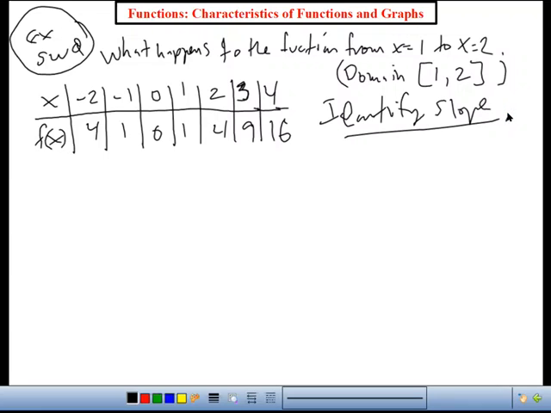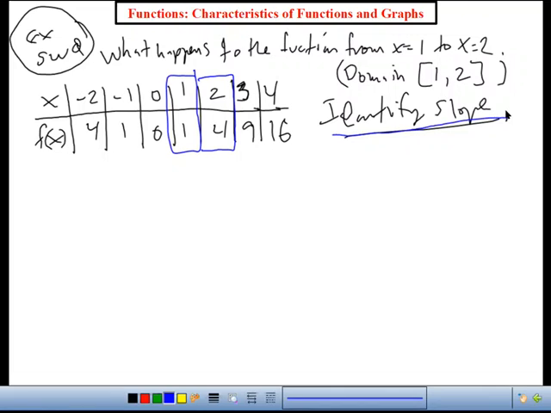So without graphing, check this out, guys. We need to first look at what they're talking about. They're talking about for us to look for what? Domain 1 to 2, where's the domain? X values. From where to where? From 1 to 2. So that means from here to here. And they want us to do what? Identify the slope.